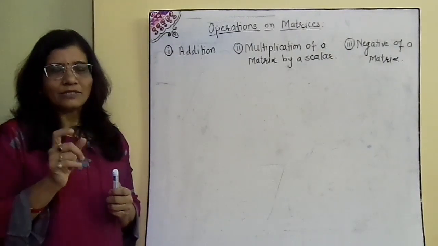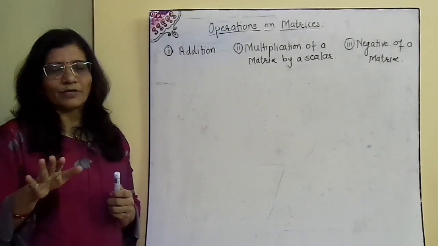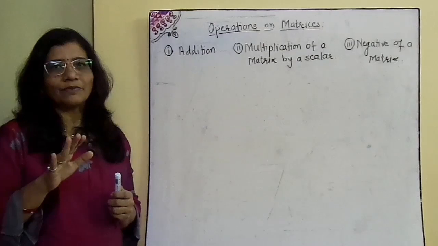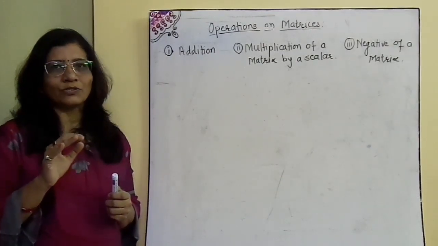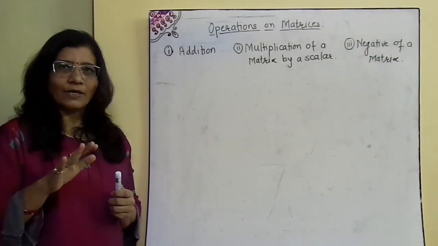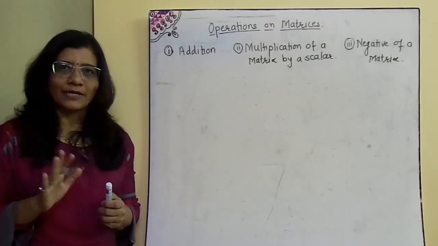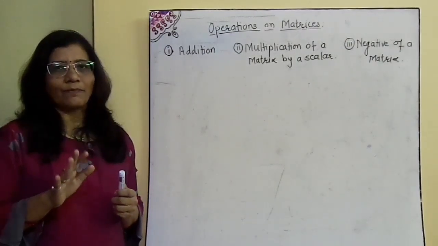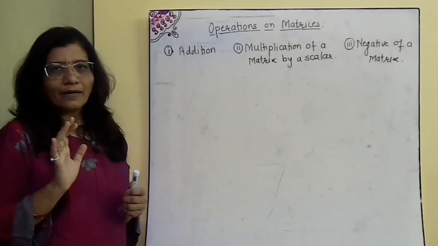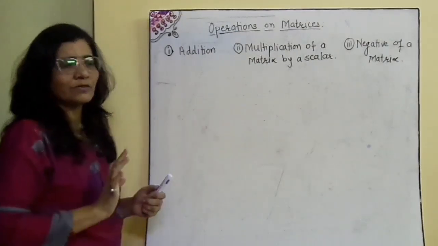And on this arrangement of numbers, or this matrix, we can perform certain operations, that is addition, subtraction and multiplication. But there are certain conditions which the matrices have to obey, and if those conditions are satisfied, then only we can add or subtract the matrices, and we can multiply the matrices. Now, the first operation is addition. This is a very basic operation.